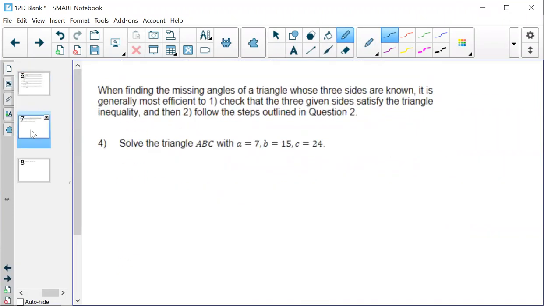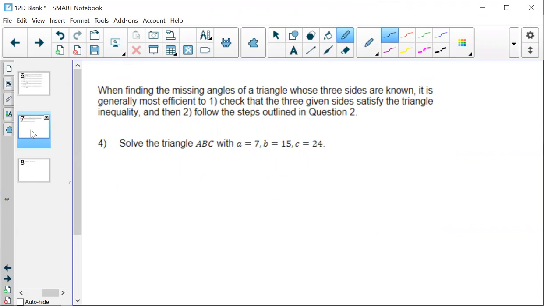So let's go to the next screen. When finding the missing angles of a triangle whose 3 sides are known, it is generally most efficient to 1, check that the 3 given sides satisfy the triangle inequality, and then 2, follow the steps outlined in question 2.